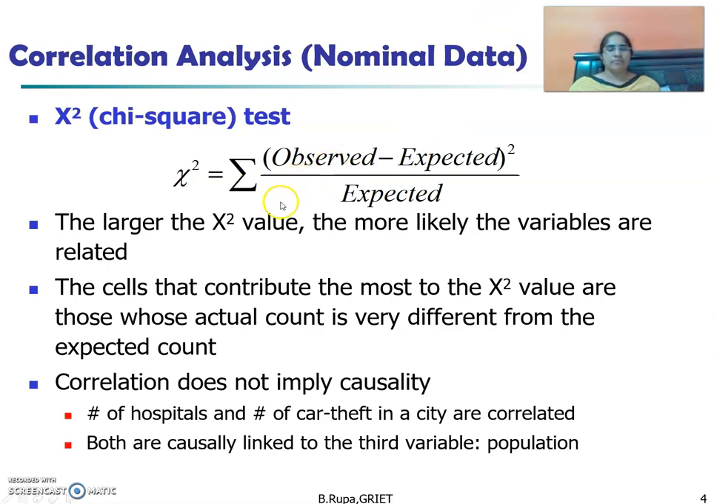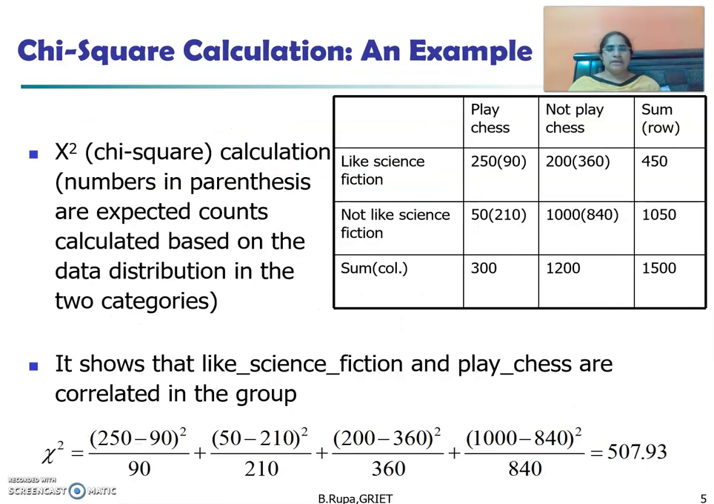Let us remember this formula: (observed minus expected) whole square by expected. Then let us go for this example. Observe this table. We have rows as like science fiction and not like science fiction, and columns as play chess and not play chess. The values within the parentheses we can call expected values, and the values without parentheses we can call actual values, for the corresponding row and column.